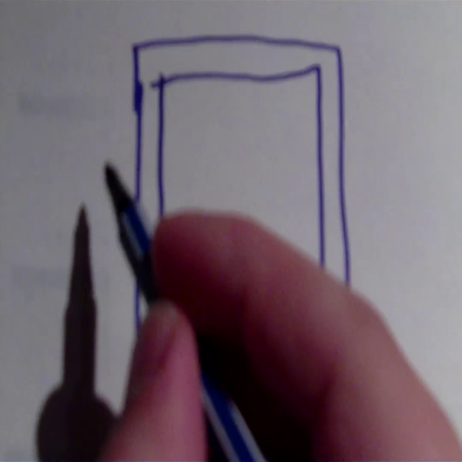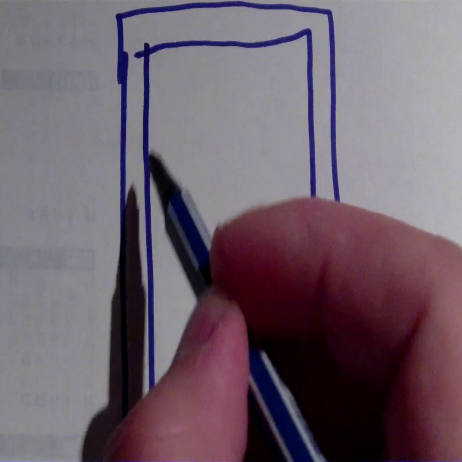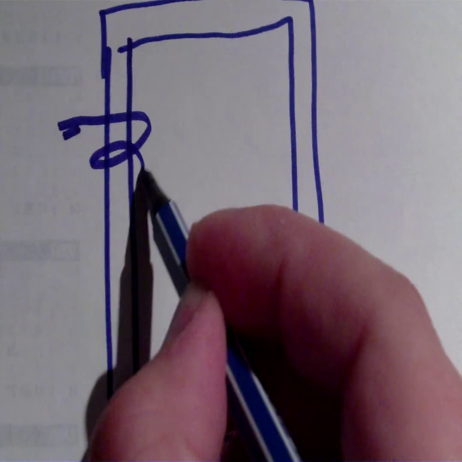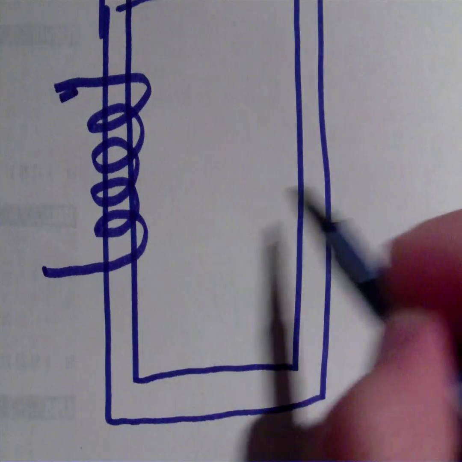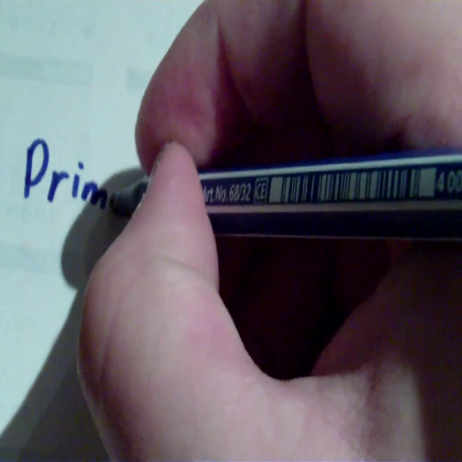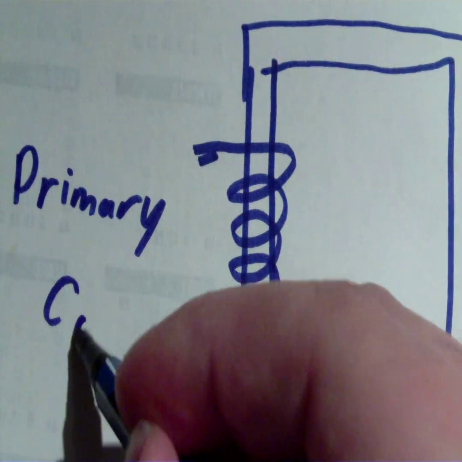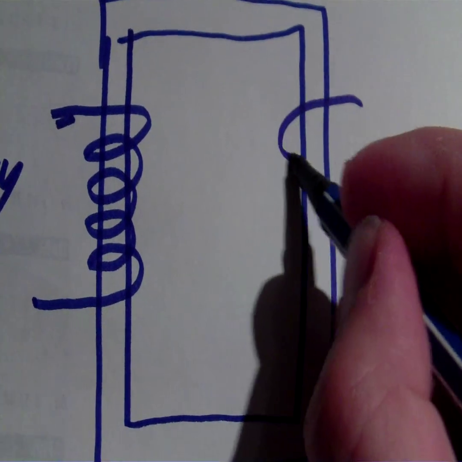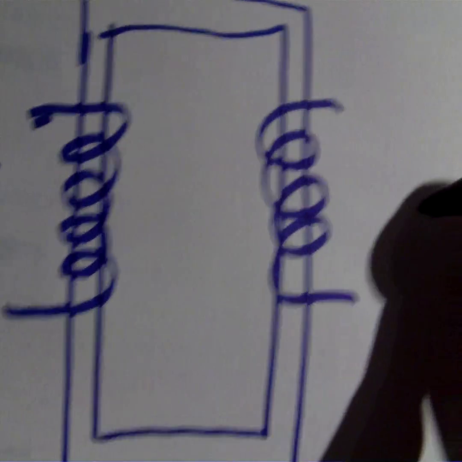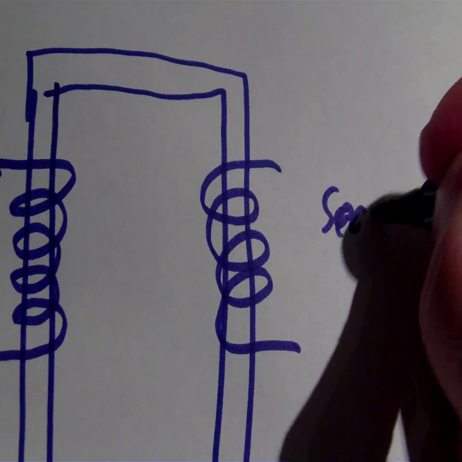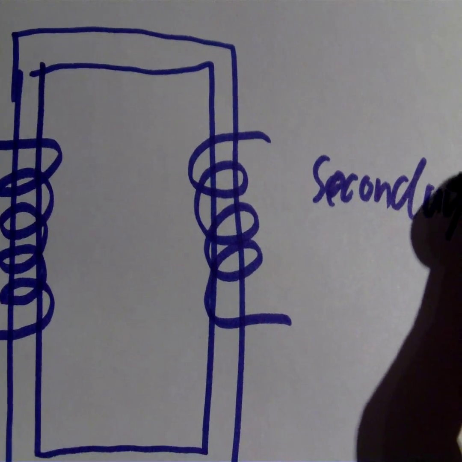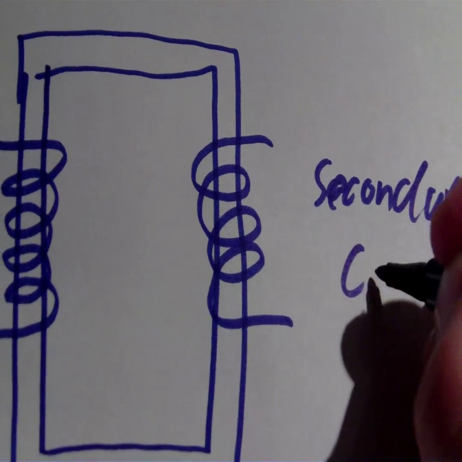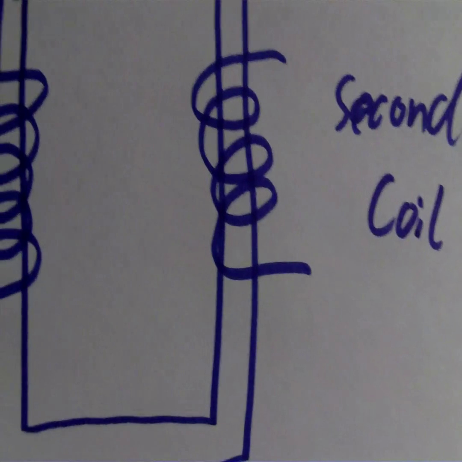So what we're gonna do now, we're gonna add two coils which are wound around the iron. Because this is the primary side, this is also the primary coil. Okay, now this one is accordingly the secondary coil.